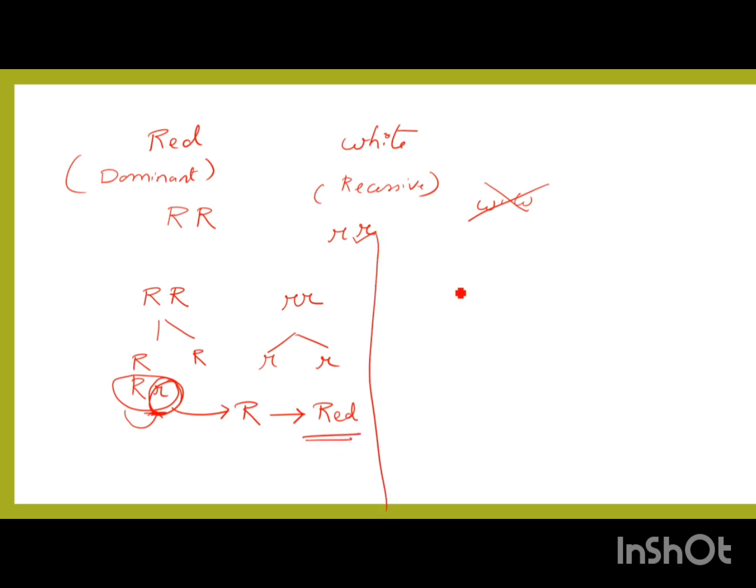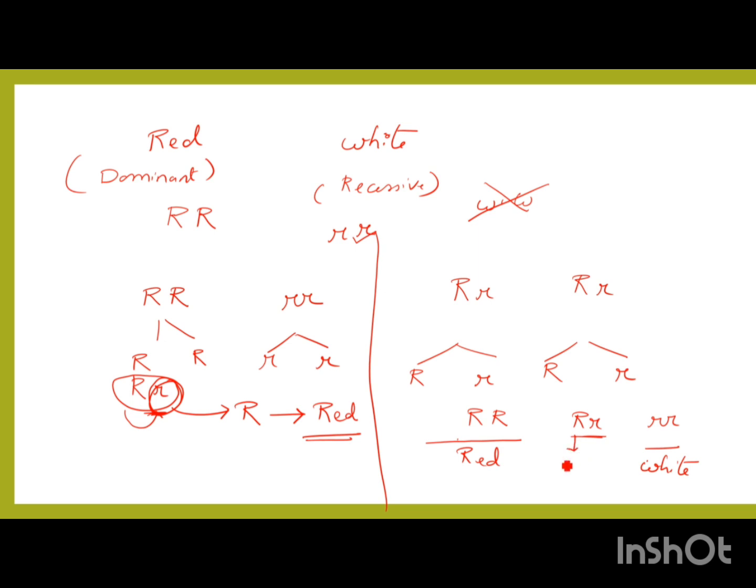If we take another example, suppose it is in heterozygous condition, then the traits will be capital R small r and capital R small r. You will get capital R capital R, capital R small r, and small r small r. These are the three cases. Here both are dominant, so you will get the dominant trait. Here both are recessive, so you will get the recessive trait of white. But here it is a mixture of dominant and recessive. You will get the trait of the dominant one.